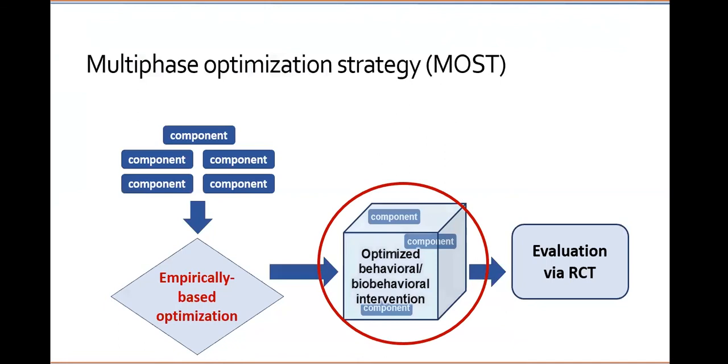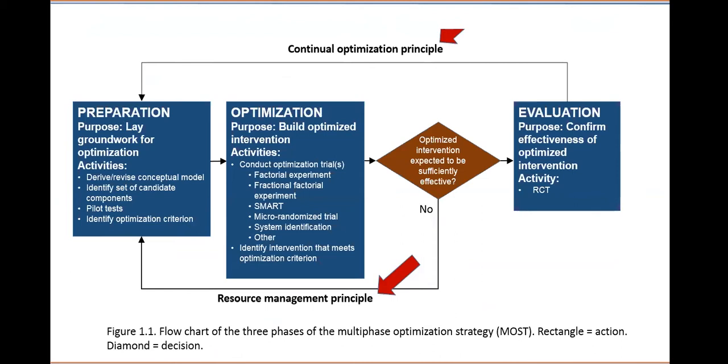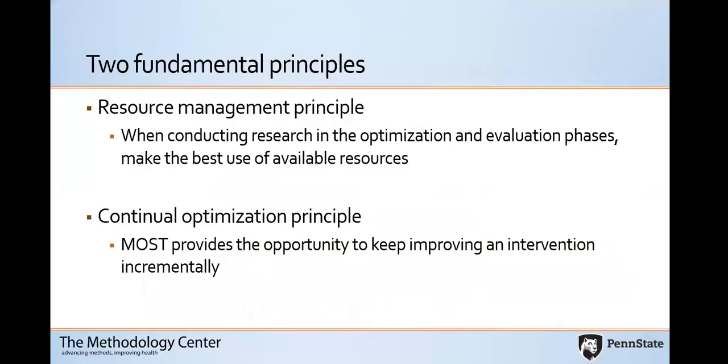I want to point out, you can see those two red arrows, two fundamental principles of MOST: the continual optimization principle you see at the top there, and the resource management principle you see at the bottom. The resource management principle says that when conducting research in the optimization and evaluation phases, you need to make the best use of available resources. You have a certain budget to conduct experimentation, and you want to get as much scientific information as you can for each dollar in that budget.